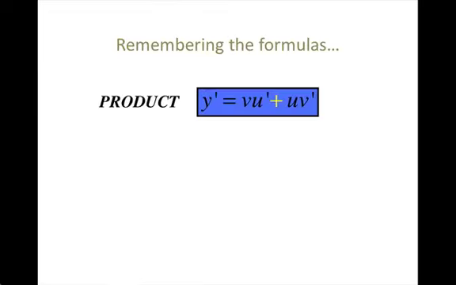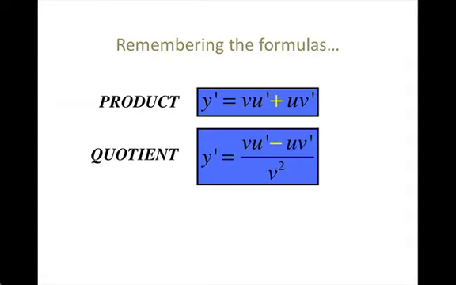As I promised, here's a way to remember the formulas. There's your product rule, there's your quotient rule. You'll notice that they're very similar. You've got your vu dash and your uv dash in both of them. So the only difference though is that product is plus, quotient is minus. So you've got vu dash plus uv dash, whereas quotient you've got vu dash minus uv dash. And you've then got over v squared. And that's the only difference between the two.